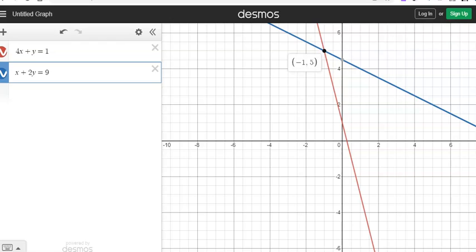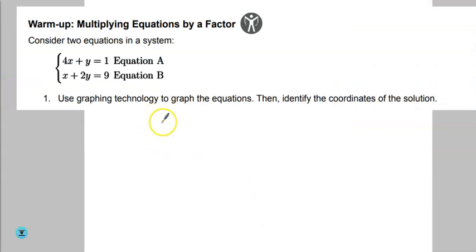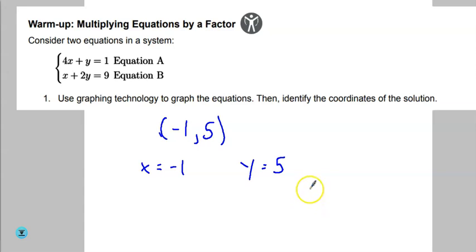So you can plug these in, find the intersection. There's your x, there's your y. So -1, 5. So here, using the graphing technology, the answer is going to be -1, 5, or if x is -1, y is 5. All right, so anytime you need to solve, but if you're not allowed to use the graphing calculator, we have to do other methods.